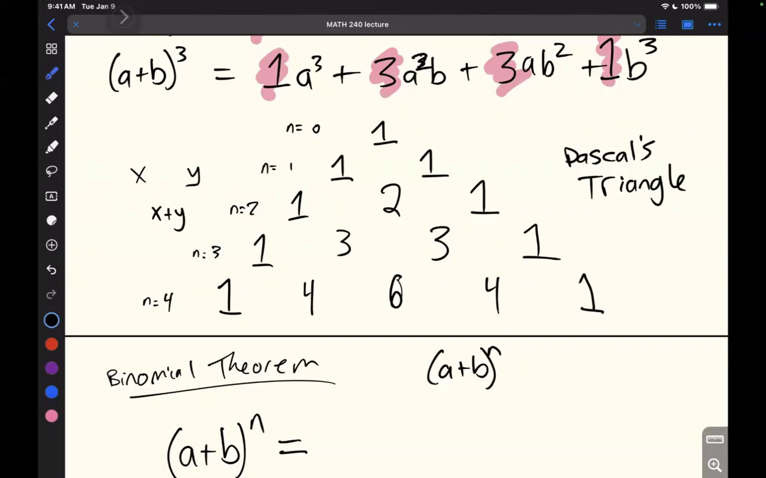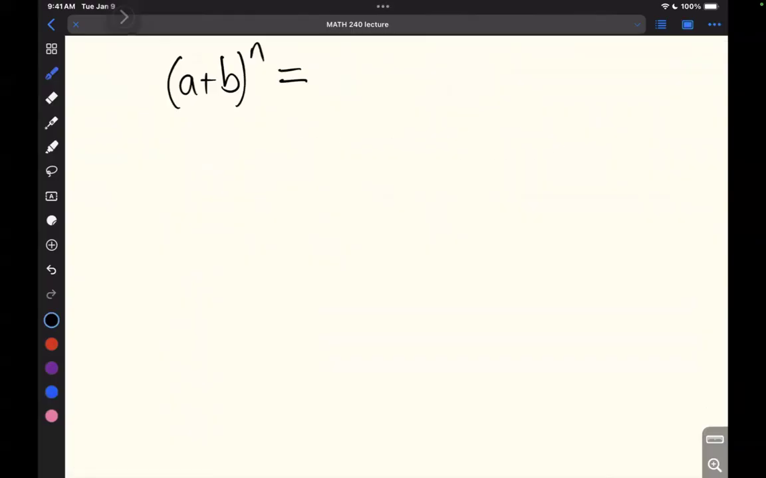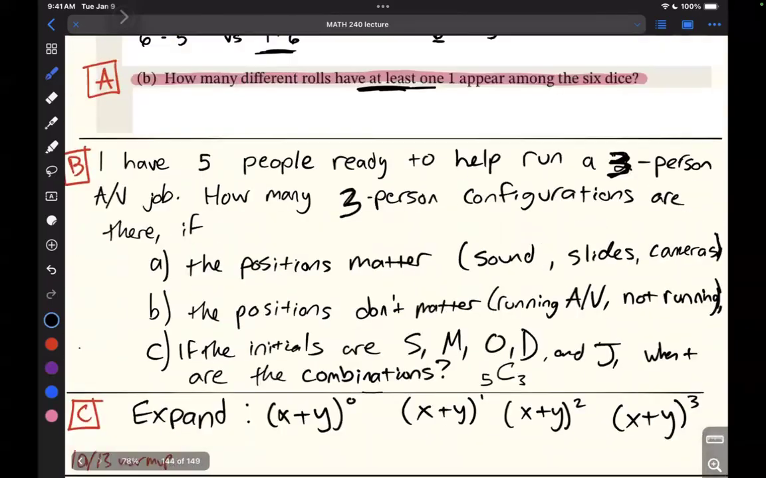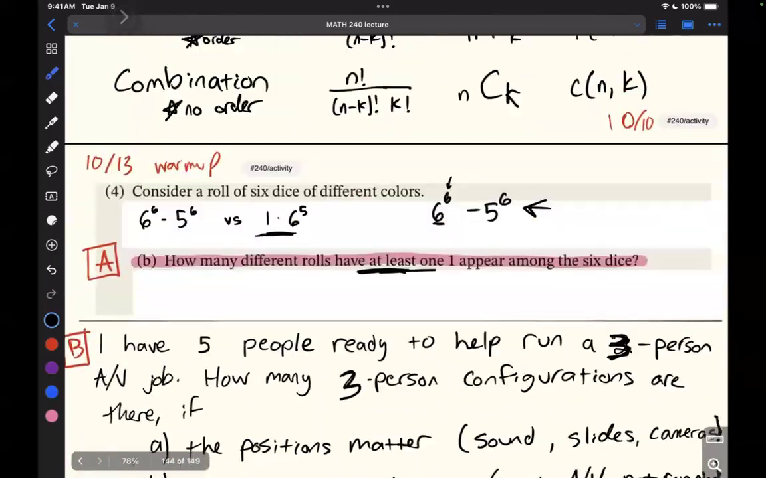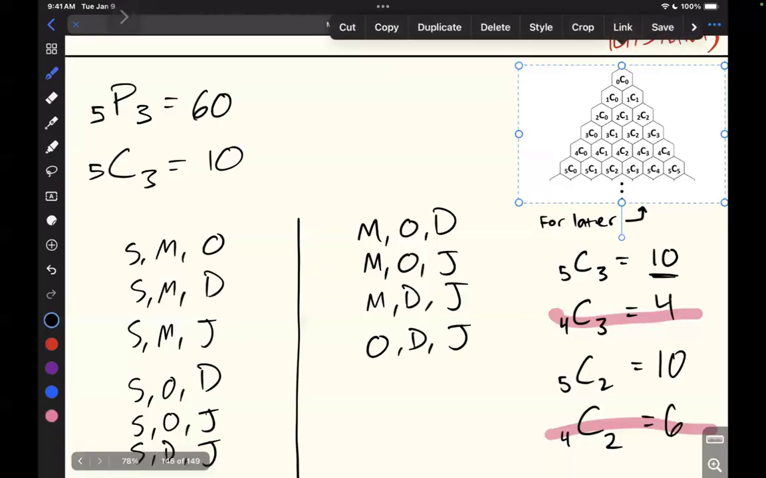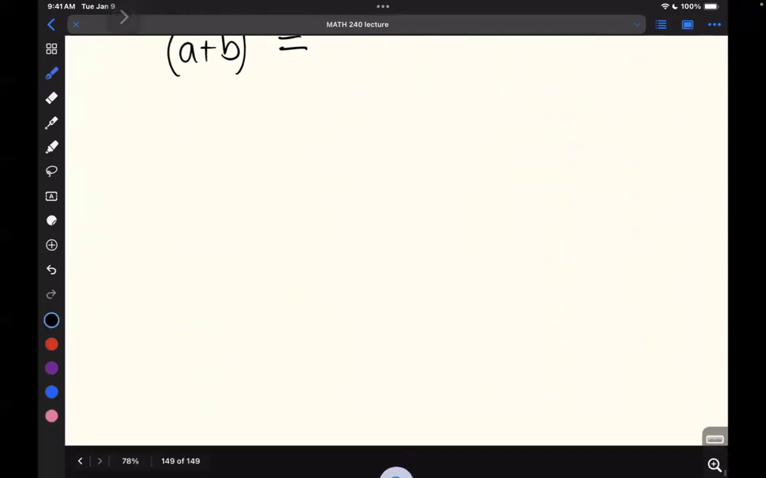And the other nice thing about this triangle is that, we're going to hold off for a second on completing this theorem. I'm going to go back over here.